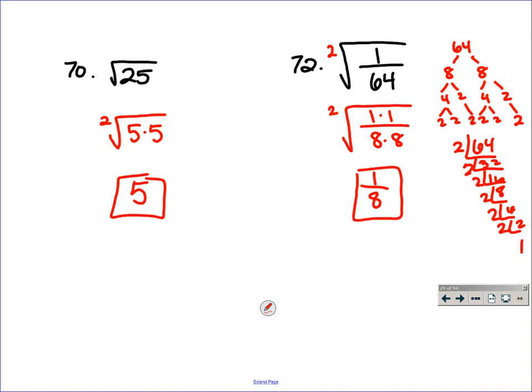Is there another way to do this problem? What if I was to have the understood square root, and what if you didn't realize it was 8 times 8? Maybe the number was way too big. Maybe the number was something like 225. And you're like, uh-oh, I don't know that one.